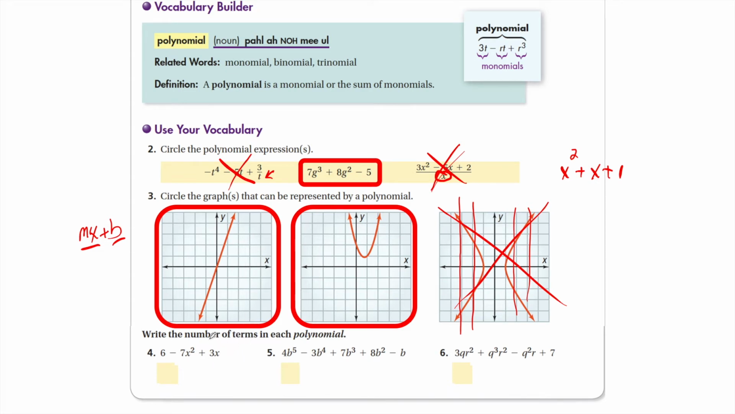In order for something to be a term, it's basically going to be the spot that is separated by a plus or a minus sign, is how I like to think of it. So a 6 is one term. The negative 7x squared is another term because it's separated by that negative sign. And then last but not least, we have the 3x. So right here, I'm going to say that there are 3 total terms.